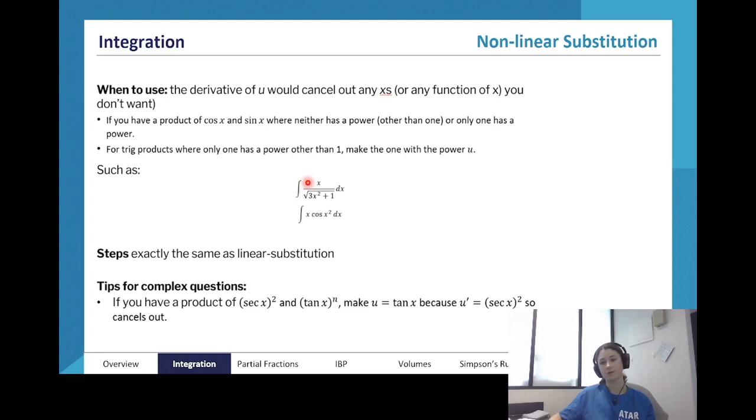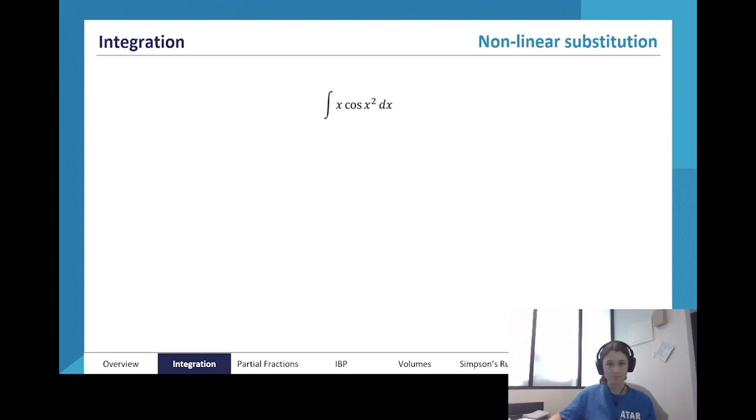So let's get into an example, and we'll go back over these instructions and the principles as we go through the example. After that, we'll go over the tips for complex questions for the more high achieving people, or the people who are more interested in maths. Remember, we want to pick the function that we substitute for u. We want the derivative of that to cancel out the other function.